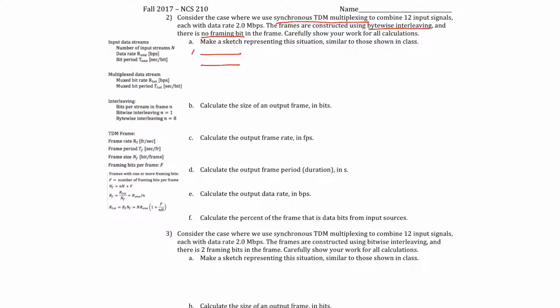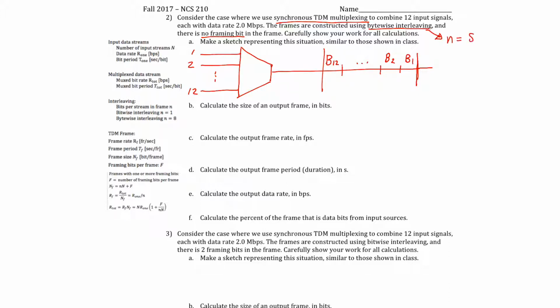And so I'll draw inputs 1 and 2 and down to input 12 into a multiplexer, and then draw the output. And now I'm going to draw the output frame, and I'm going to use byte-wise interleaving, so I'm going to have a byte from source number 1, a byte from source number 2, etc., and finally a byte from source number 12 in my frame. When we do byte-wise interleaving, we're going to set little n equal to 8.